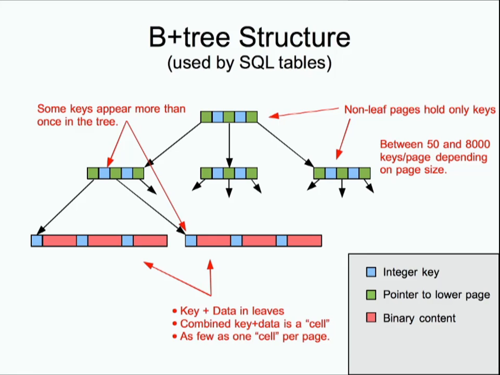Some keys appear multiple times. Non-leaf pages hold only keys. Oh, the fan out is very high, because these are small integers, 2 or 3 bytes, that are separating it, and then a pointer to subpages, and that pointer is just the page number, which is a positive integer. The fan out here is huge. It can be hundreds or thousands. So even with a table with millions and millions of records, the tree is actually very shallow, and you can get to where you want to be very fast.